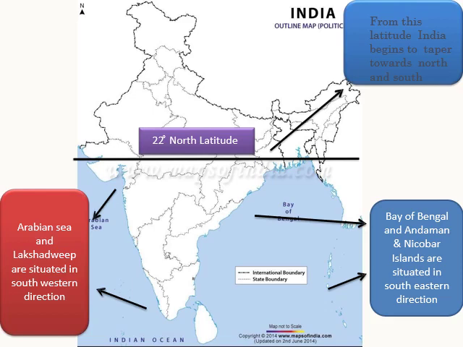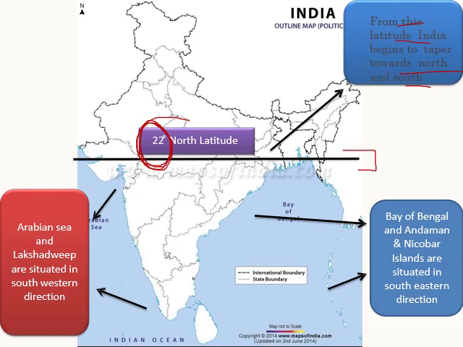Now this one map, you can just look into this map. Now this 22-degree north latitude, which is just below the 23.5-degree north latitude, which is also the Tropic of Cancer, basically says that from this latitude India begins to taper towards the north and south. So from here only we can say that India begins to taper towards north and south.